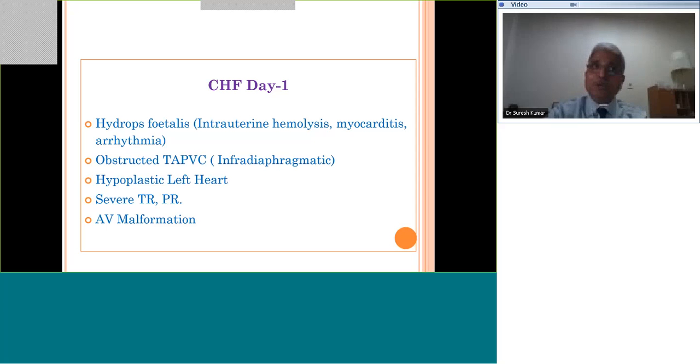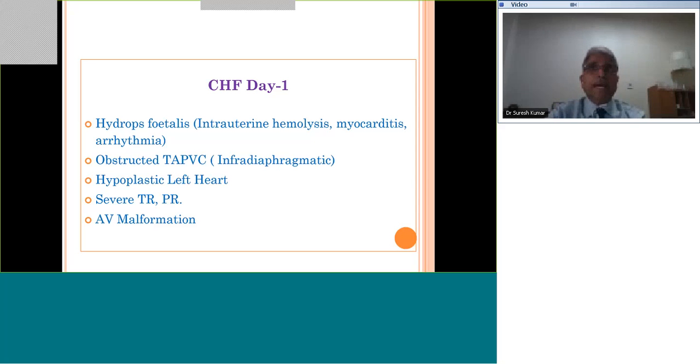Elicit that history yourself and cross-check, because as you can see, the first in the list is hydrops fetalis. If there is heart failure on day 1 at birth, quite often it's hydrops fetalis, and quite often it's not cardiac. It is a cause like intrauterine hemolysis. It could also be cardiac, like an intrauterine myocarditis or an ongoing supraventricular tachycardia, and the baby has just been born, but the baby was in hydrops.